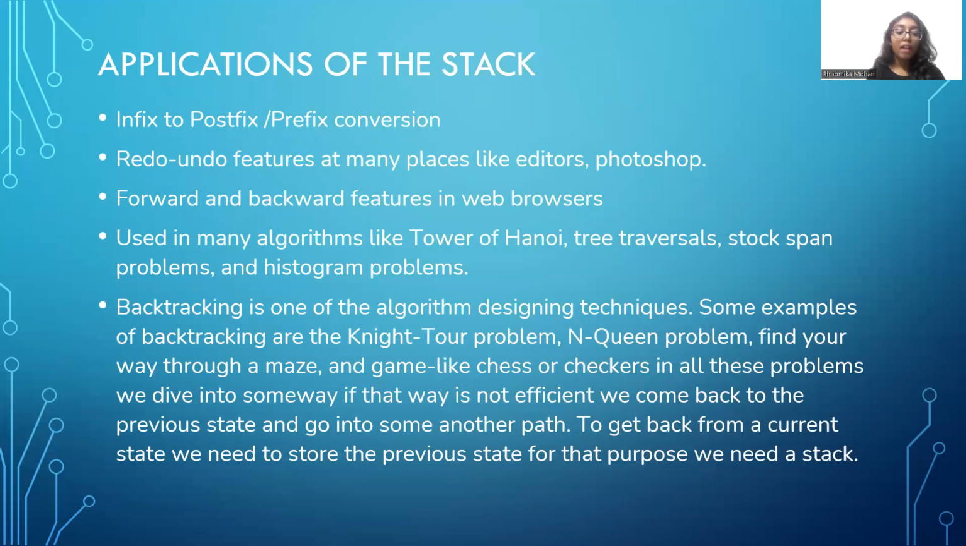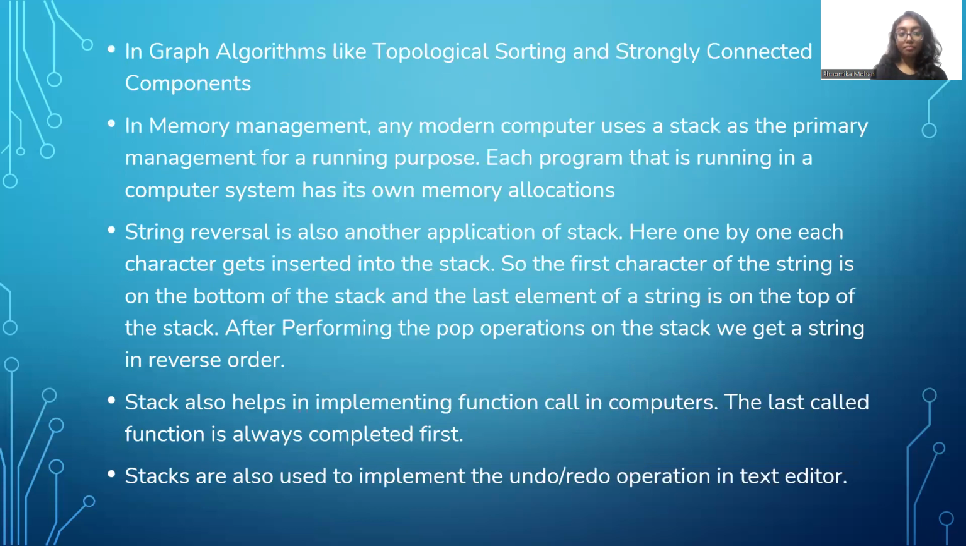Next, we use stack in backtracking, which is one of the algorithm designing techniques. Some examples of backtracking are the knight's tour problem, n queen problem, find your way through a maze, and games like chess or checkers. In all these problems, we dive into some way. If that way is not efficient, we come back to the previous state and go into some other path. To get back from our current state, we need to store the previous state. For that purpose, we need a stack.